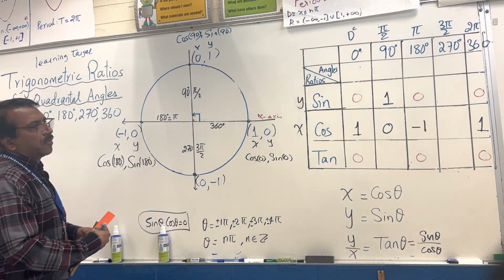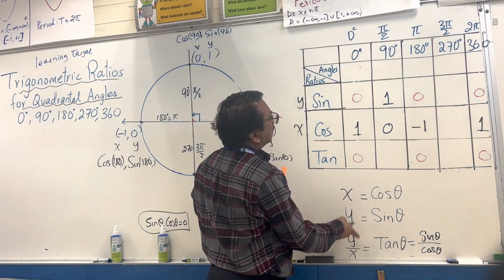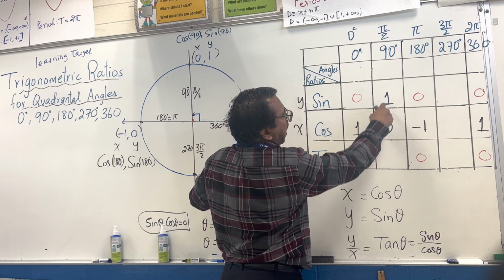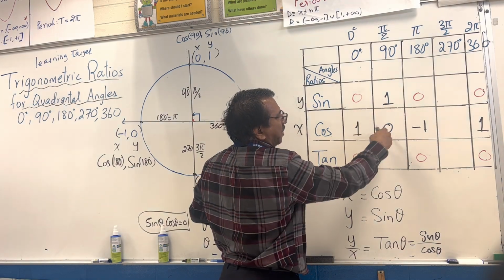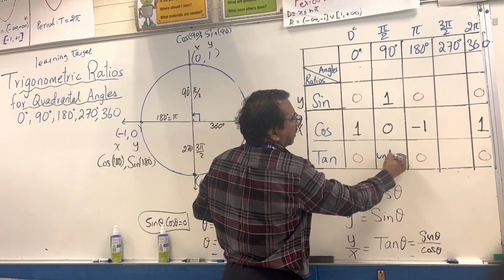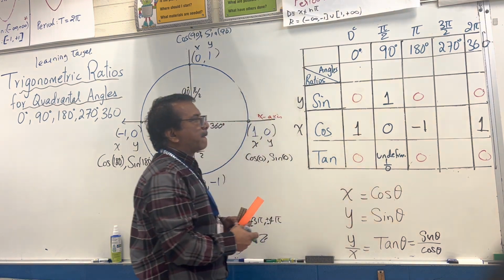And then, if you want to figure out what tangent is, tan is y over x. So y is 1 and x is 0. So if I take the ratio of 1 over 0, that's undefined. So you say, hey, that's undefined, because you get 1 over 0.